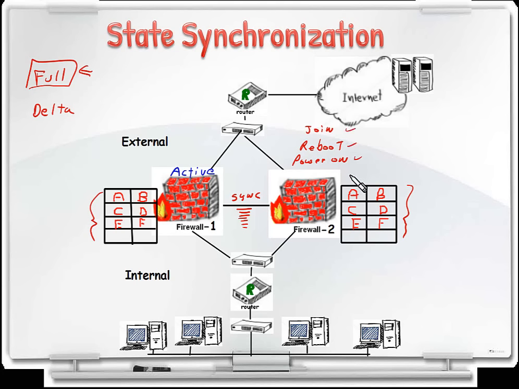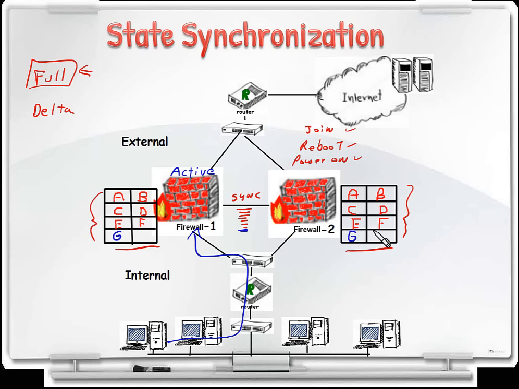Now let's assume we have all of our connections synced amongst the cluster members, and now a new connection comes in. Let's say this client opens a new connection through the active firewall. The active firewall processes that connection and updates it in its connection table. So that connection needs to be synced. Do we need to sync the whole connection table? No, we don't. We only need to sync that individual connection, and so we're going to sync that individual connection.